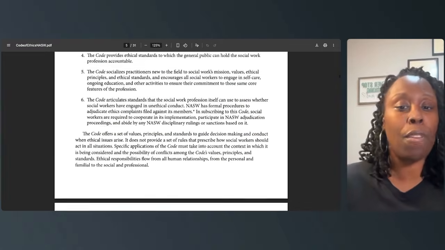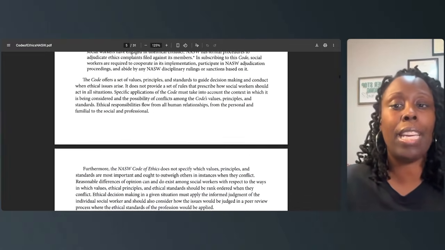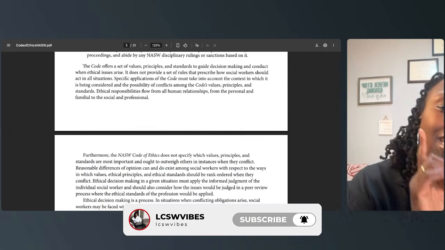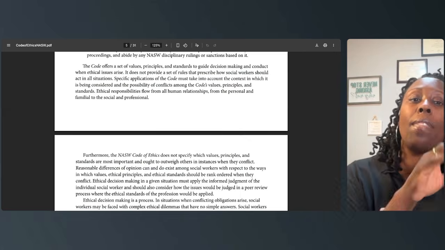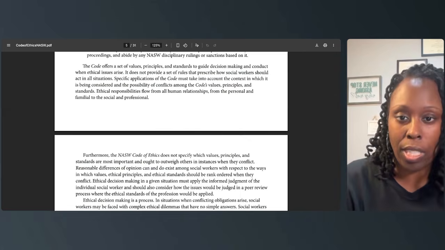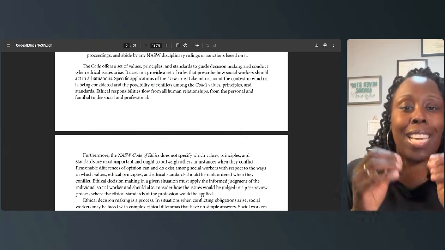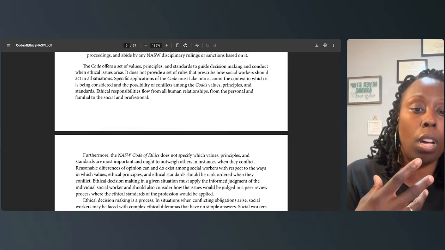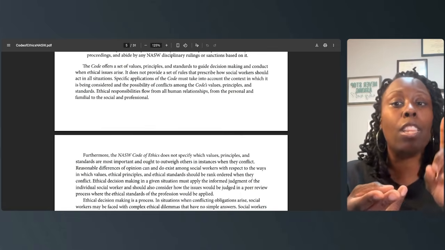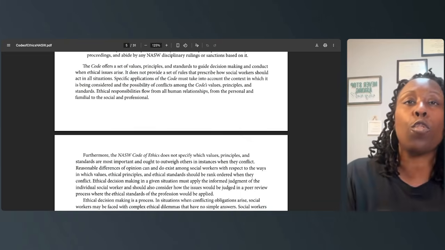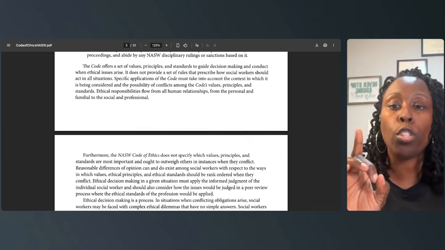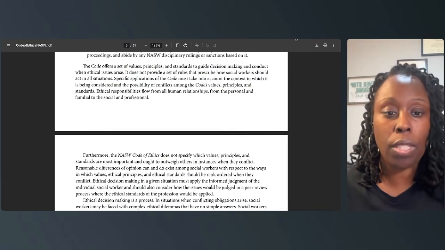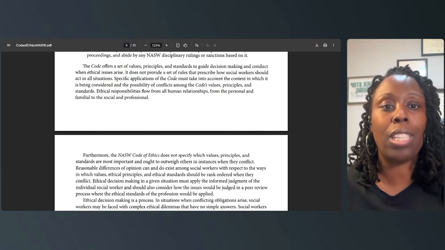The code offers a set of values, principles, and standards to guide decision-making and conduct when ethical issues arise. It does not, listen guys, I repeat, it does not provide a set of rules that prescribe how social workers should act in all situations. Specific applications of the code must take into account the context in which it is being considered and the possibility of conflicts among the code's values, the code's principles, and the code's standards. Ethical responsibilities flow from all human relationships, from personal and familial to social and professional. So please make sure you understand that and you can adhere to what it is actually stating.